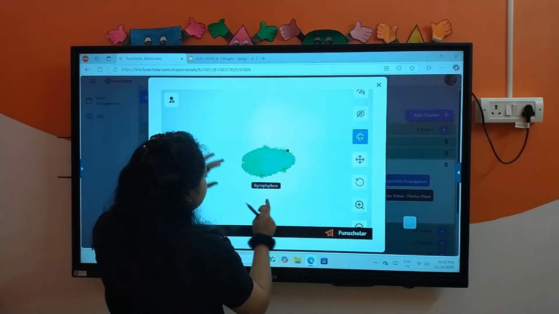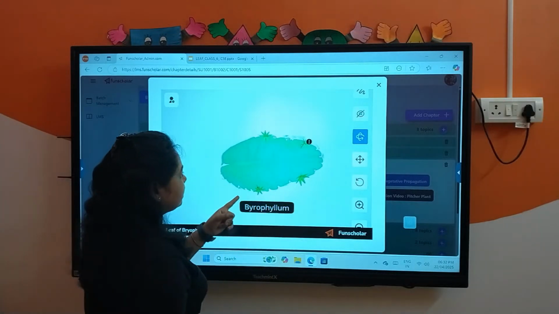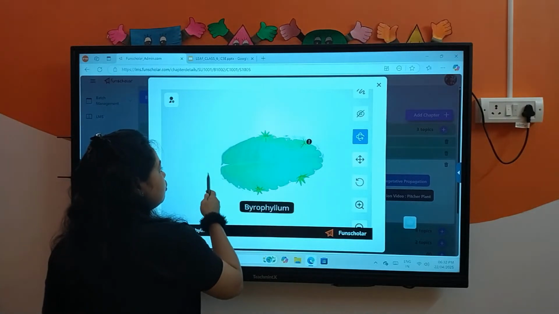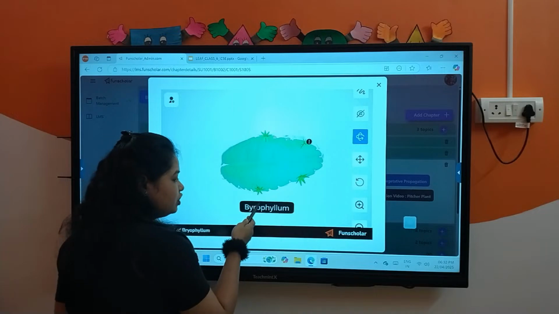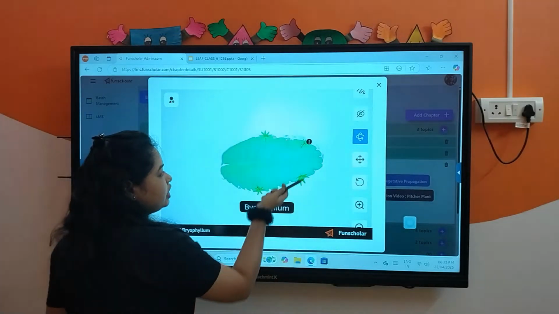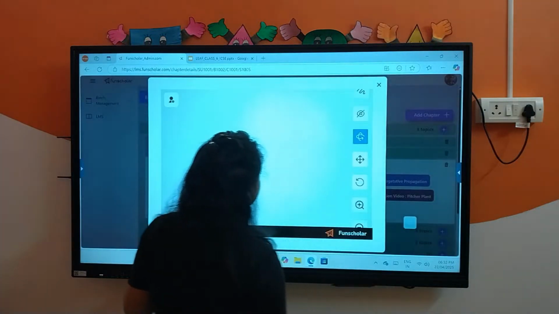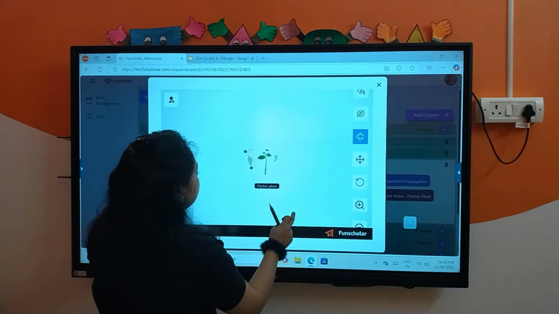This is the image of a Bryophyllum leaf. You can see, I already told you, the leaflets will grow in the notches of the leaf, and when it falls on the ground, it will grow into individual saplings. And finally, this is the picture plant, how it looks.